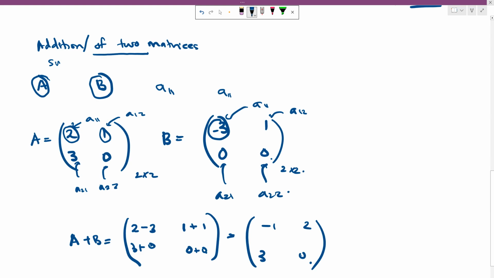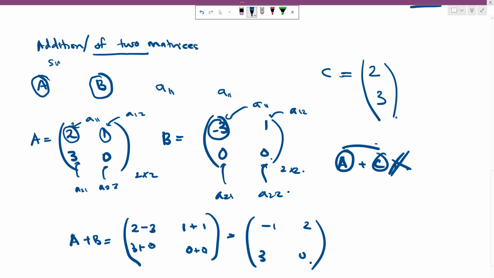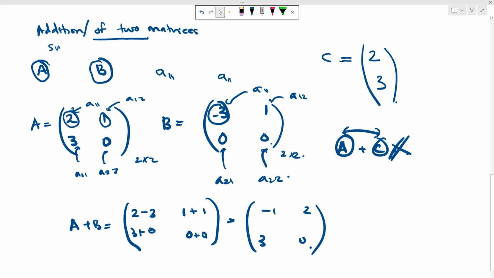Okay, now let's say we have a matrix whose dimension is 2 by 1. So 2 by 1 in the sense, let's say 2, 3. Okay, so if you ask if we can add A and C, then this is not possible because the dimensions of these two matrices are not the same. And the same applies for subtraction also.